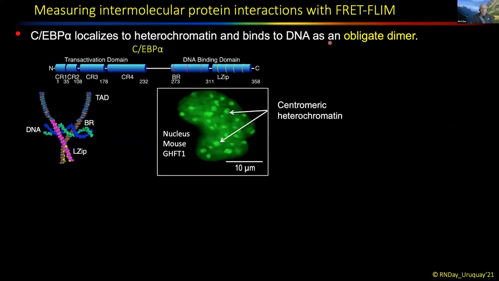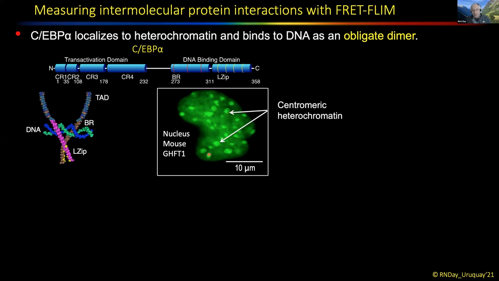And so, as I mentioned, we're interested in looking at protein interactions in the living cell nucleus. We are interested in a transcription factor called the CCAAT enhancer binding protein alpha. And this is an unusual transcription factor. It was cloned in 1989 by Steve McKnight's group and was recognized that it binds to heterochromatin, which is an unusual behavior for a transcription factor that's important for turning on genes during differentiation.